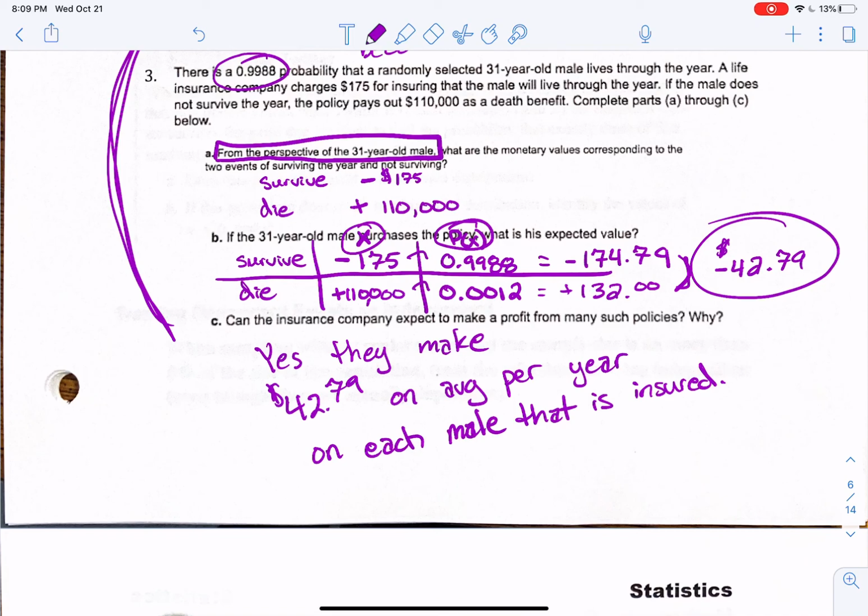Now I'm guessing that if it's a 31-year-old male, it's going to have a different probability of living versus dying than a 32-year-old male. So we would maybe have to change that in the next year. Maybe the probability of surviving is a little bit lower than this for a 32-year-old male. So we would have to change that. But for 31-year-old males, they are making $42.79 on average for each male that is insured.